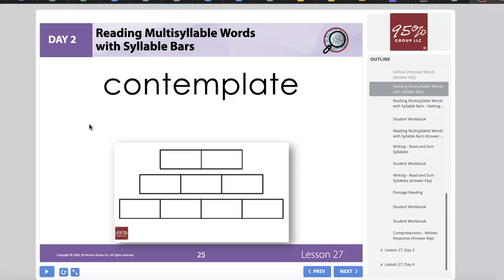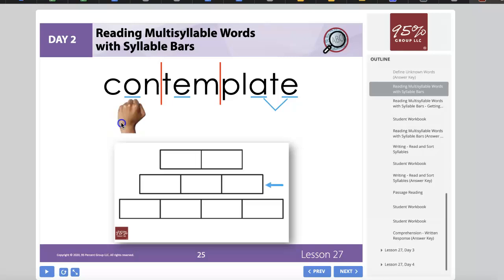Now, everyone say contemplate. Clap it. Contemplate. Hold up how many fingers of syllables we have. You should have up 3 fingers because we have 3 syllables. Contemplate. All right. And my vowels are going to be O, E, A, and E. All right. And I'm going to draw the lines. Contemplate.